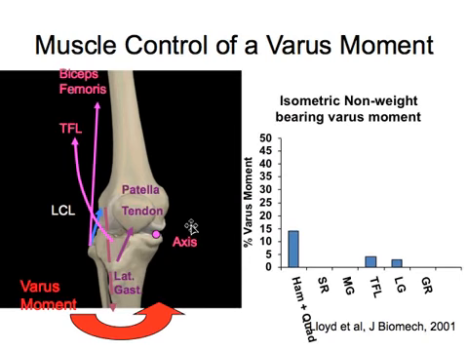So what we want to think about is what kind of muscle control would be responsible for protecting the lateral collateral ligament or the lateral side soft tissues when we apply a varus moment during movement. We're going to look at a study done a few years back by Lloyd et al. in the Journal of Biomechanics, which used an isometric loading task and calculated the different forces that the muscles could produce. What he came up with was that when you apply a varus moment, you have the muscles of the TFL, the biceps femoris, the lateral gastroc, and then the patella tendon.